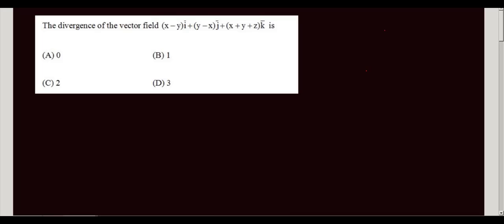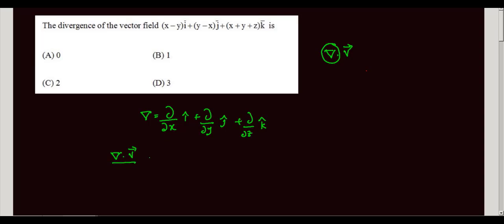So what is asked in the next question? Divergence of the vector field. Divergence of the vector field means del dot the vector, del dot v bar. Okay, so the del operator dot v bar. What is the del operator? The del operator equals dou by dou x i cap, dou by dou y j cap, dou by dou z k cap. So the divergence is del dot v bar.